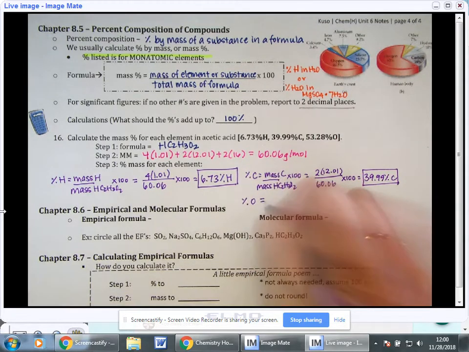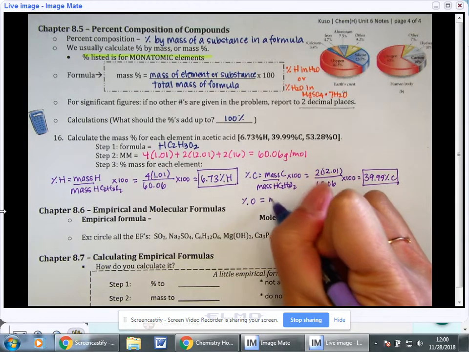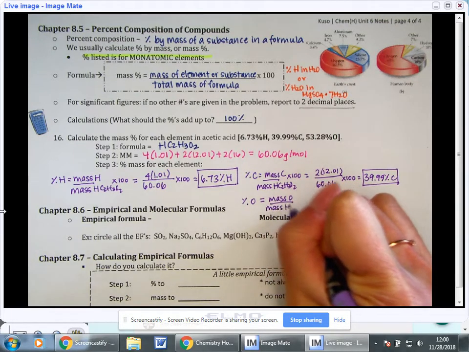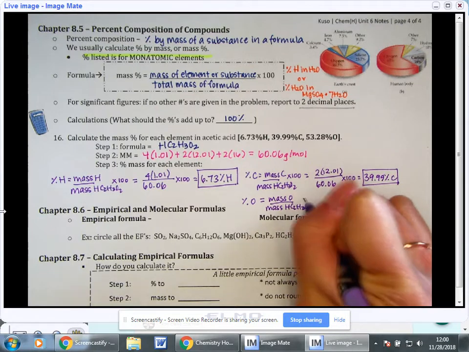And then the last one is to calculate percent oxygen. So to calculate percent oxygen, it would be the same concept: mass of oxygen divided by mass of acetic acid, and then you multiply by 100.